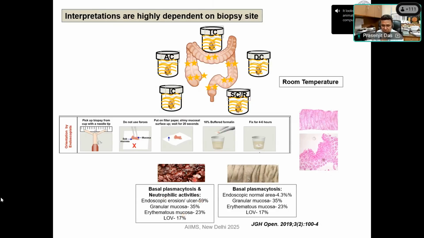Because there was a correlation study, and it was found that when the mucosa is like this, all the histological features we have discussed were more identified here. If the biopsy is taken from a normal area or just from an area of loss of vascular pattern, then you will identify these features very less.